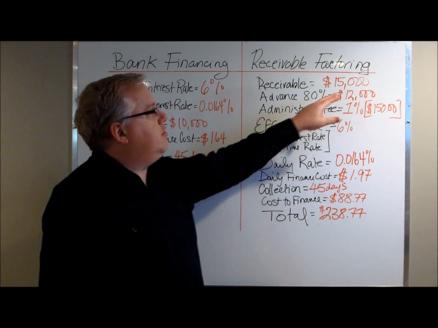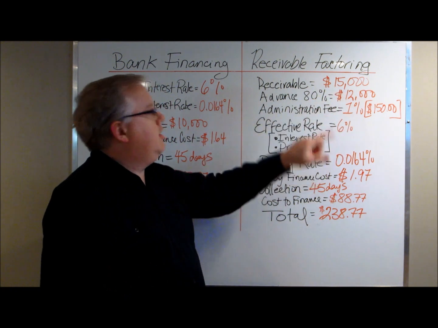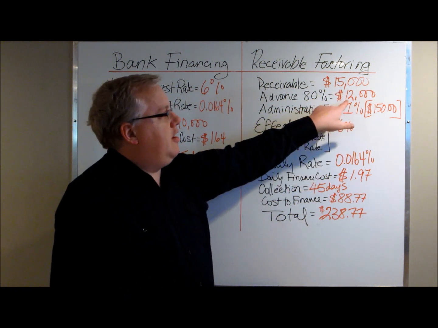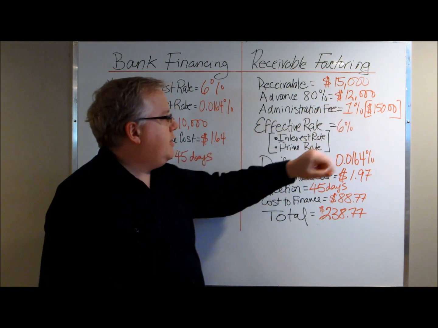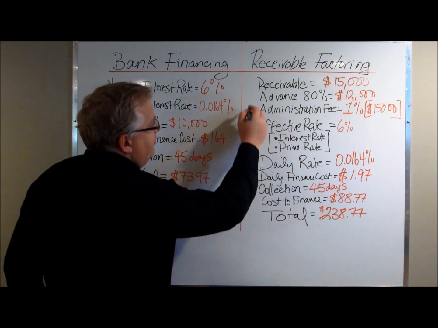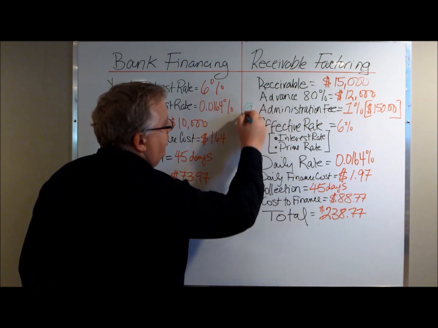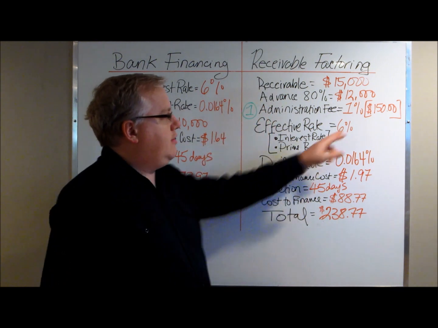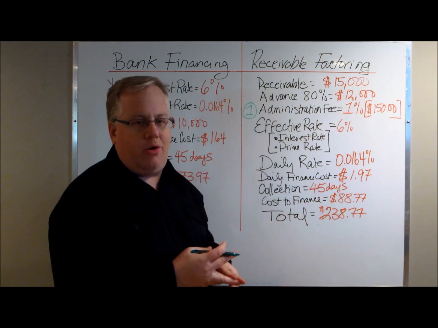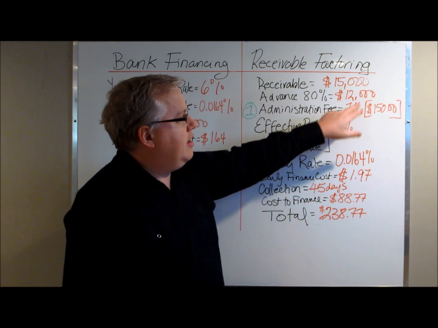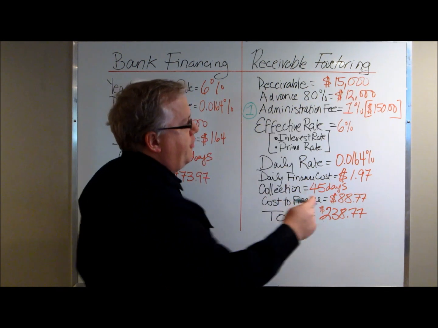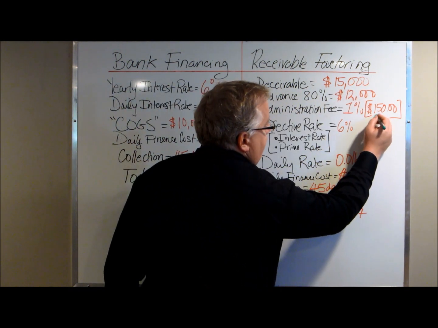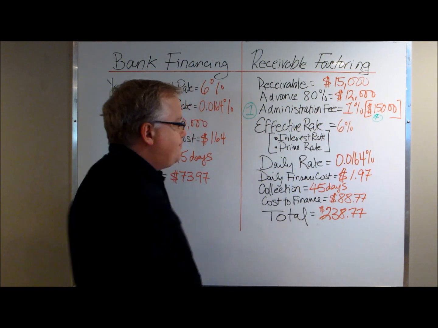Okay, so our receivables value is $15,000. We get an 80% advance of $12,000. That's capital that we get into our hands immediately. Right off the bat, the first difference is the financing company is going to charge you an administration fee. It's typically 1%. It could be 1.25 or 1.5. But this 1% is applied against the receivables total value of $15,000. So your first cost is $150. That's the first cost.